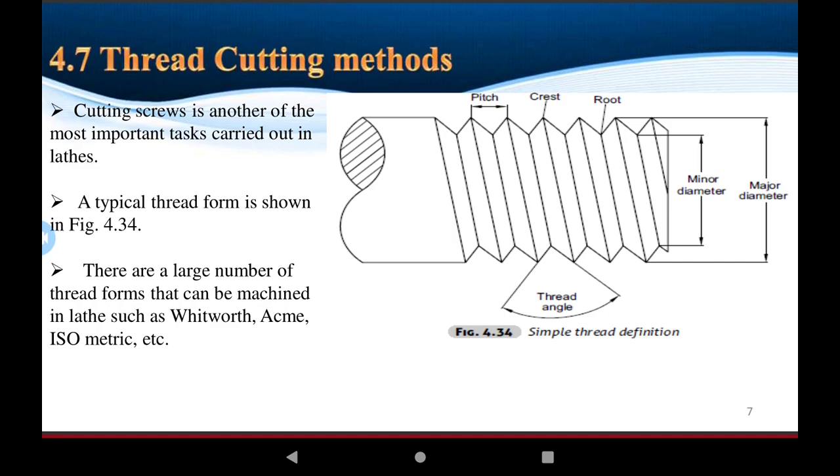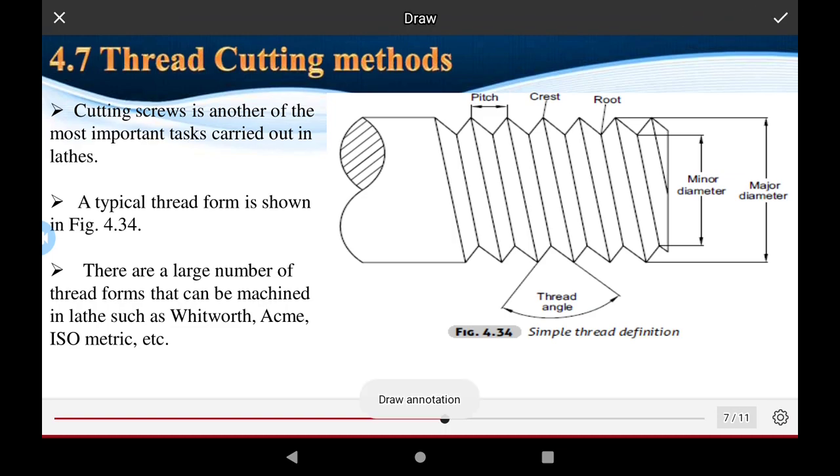What is the pitch? Pitch is the distance between two threads. Okay, one thread tip and the second thread tip, this distance is the pitch. And this point is also considered the crest. Okay, I say that is the crest value. And this is the down point. The down point is the root.